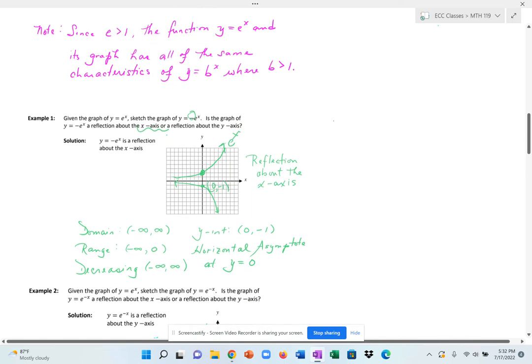A lot of the same attributes will be the same. It'll still have a domain of all real numbers, but with negative e to the x, because it is reflected across the x-axis, all of your y values are in the third and fourth quadrant, so your range is from -infinity to 0. There are no positive values of y. The graph is decreasing from left to right, so it's decreasing over all real numbers. It's got a y-intercept at 0, -1, but the horizontal asymptote is the same. It is approaching the x-axis, which means that I have a horizontal asymptote at the line y equal to 0.